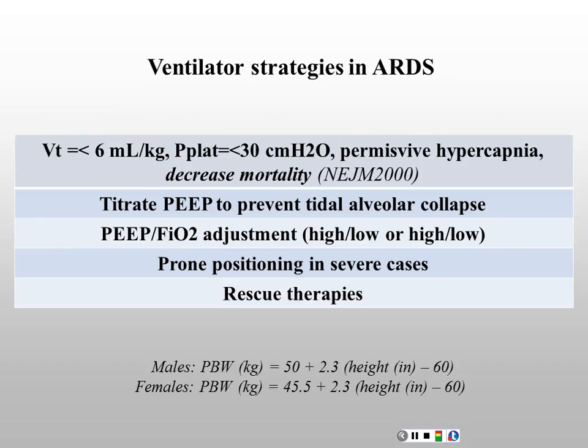ARDS, you have to remember your ventilator, try to minimize everything, tidal volume, titrate the PEEP to prevent alveolar collapse, adjust your FiO2, prone positioning, rescue therapy in severe cases, including ECMO, nitric oxide, and such. And you can remember the formula for predicting the body weight. Usually here, if someone is 5'11", you can use the 11, multiply the 11 by 2, add 50. So 11 by 2 is 22, plus 50, 72. That's a quick way to calculate your predicted body weight.